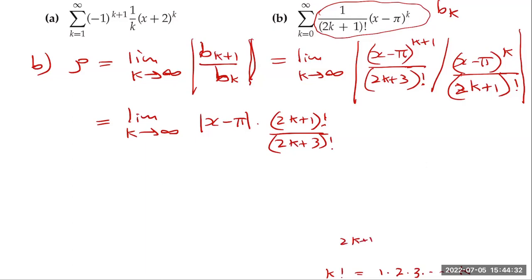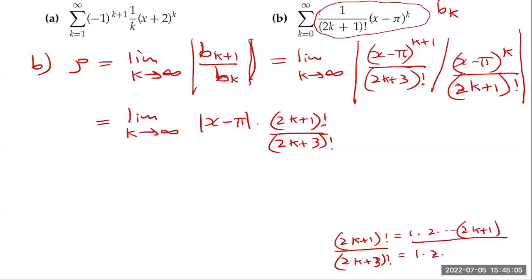If you consider (2k plus 1) factorial, by definition, this is 1 times 2, all the way up to 2k plus 1. You want that to be divided by (2k plus 3) factorial, and (2k plus 3) factorial is 1 times 2, all the way up to 2k plus 1, times 2k plus 2, times 2k plus 3. As you can see, all these terms will be cancelled up to here. One will be on the top, and in the bottom you have this product, 2k plus 2 times 2k plus 3.